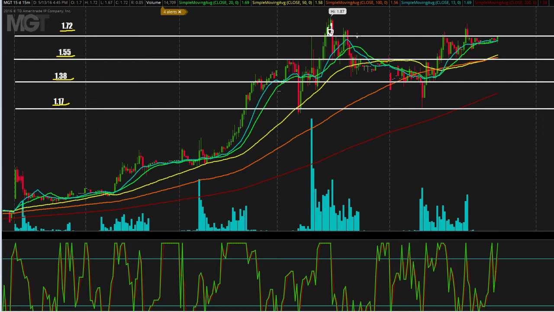We got denied hard here. We got denied here, but it wasn't that hard. And then when we got denied here, it was almost not even a denial, you know. We didn't stay above, but we didn't really break down. So this thing really wants to break above $1.72.